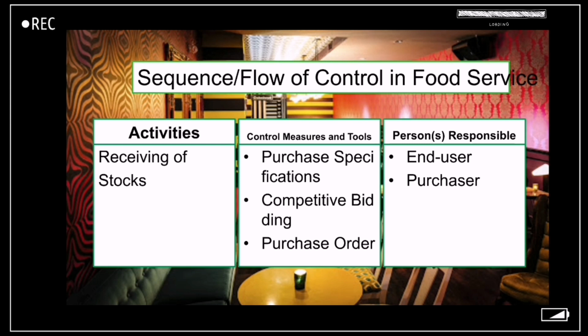Next, in terms of receiving of stocks, as control measures natin and tools, meron tayong purchase specifications, competitive bidding, and purchase order also. No? So, yung in-order natin, doon din natin i-compare yung ating ma-receive. So, whether nasunod ba yung purchase specifications, ito yung detailed, no, per item ng bawat stocks na in-order natin. So, normally, ang responsible dito si end user and purchaser.